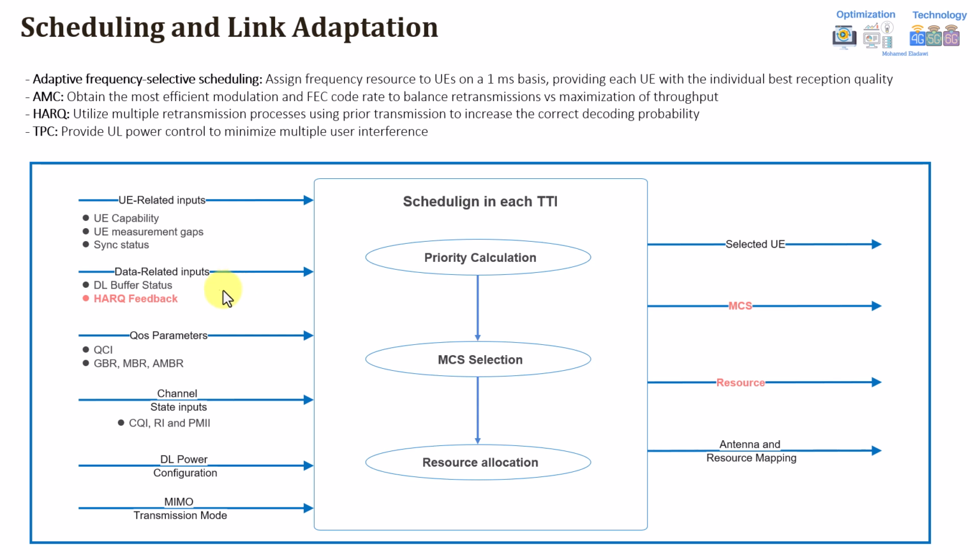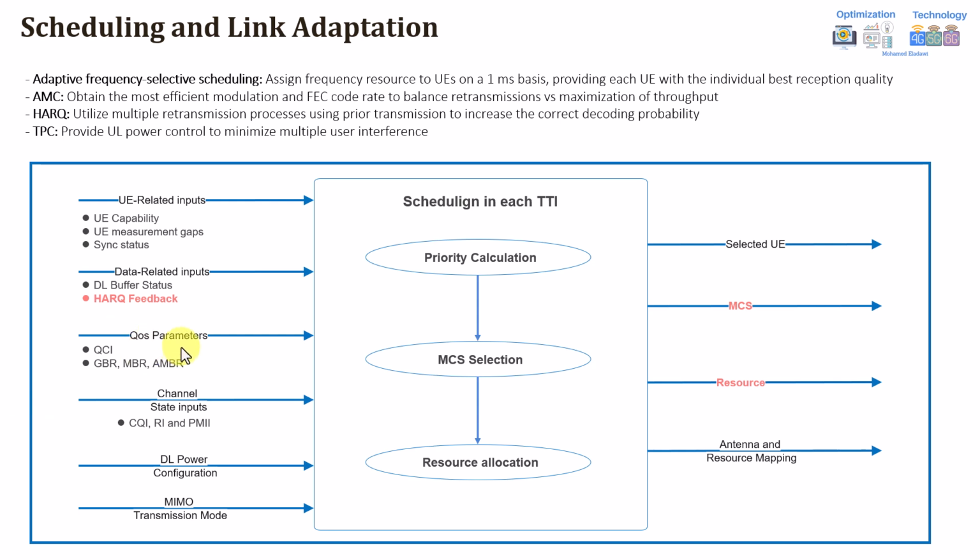I'll give some of them here, for example, UE related inputs such as the UE capability, measurement gaps, and the synchronization status and so on. Then you have the HARQ feedback, which is, for example, the user replying with its acknowledgement or non-acknowledgement, and this can have some configuration from the network, for example, to increase the number of non-acknowledgement trials or retransmission trials, which can be done either in downlink or uplink.